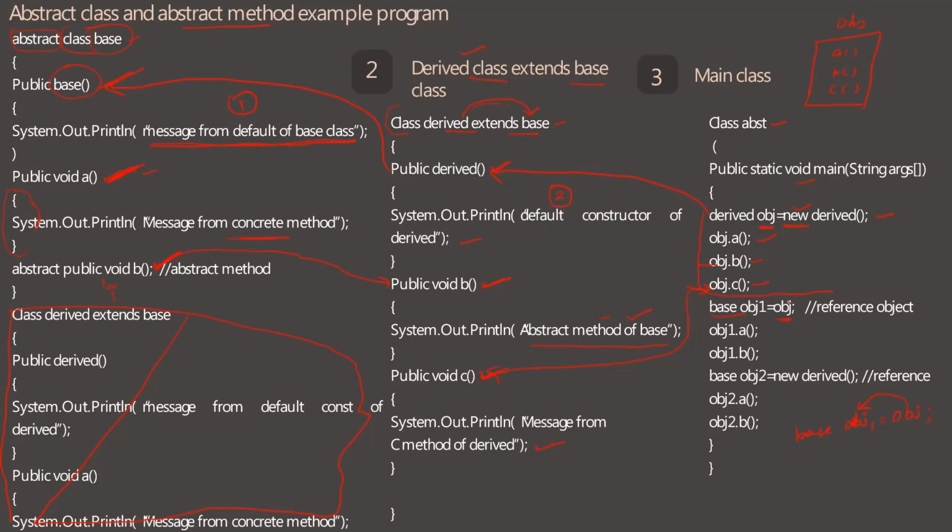What you're doing is just referencing it to obj1. It means that all the properties in this obj will be copied into obj1. So this is called a reference object.